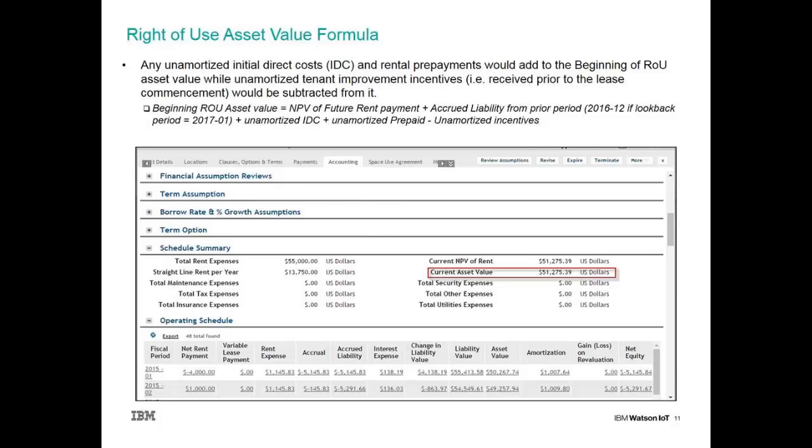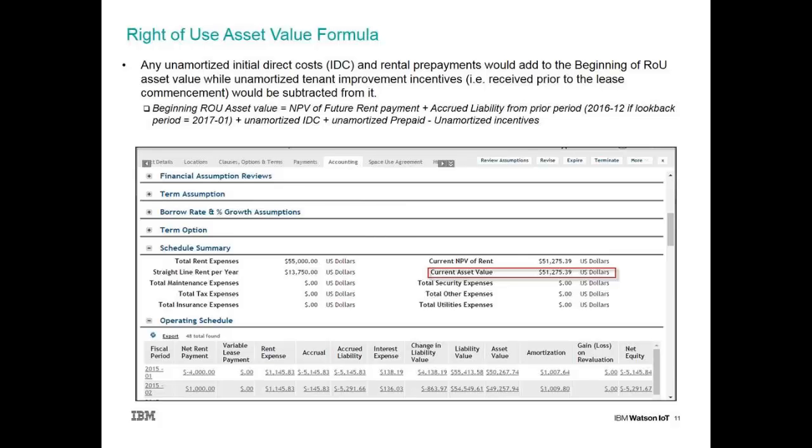So first, we just want to talk about how to calculate the right of use asset value at the beginning. Any unamortized initial direct cost and rental prepayment would be added to the beginning right of use asset value. But the unamortized tenant improvement incentive would be subtracted from it. This is only when the incentive was received before the lease commencement date.